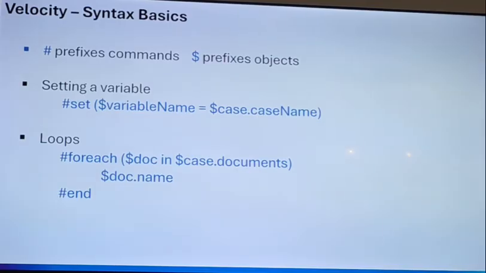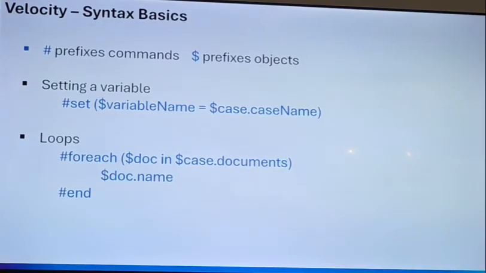So here, I'm going to open my brackets. I'm going to use $doc. $doc is my object, it's my document, in case.documents. What that's doing is getting case.documents, all the documents on the case. Could be 0, could be 10, could be 100. And it's going to iterate through each of those documents, one at a time, one after the other, and run the piece of code that's between the foreach statement and the end statement.